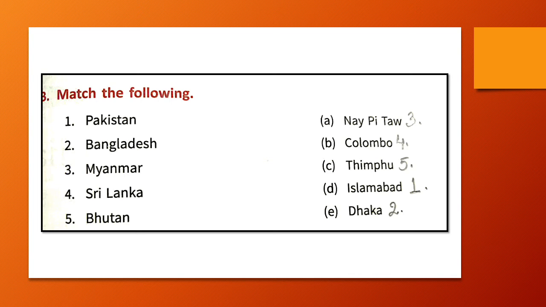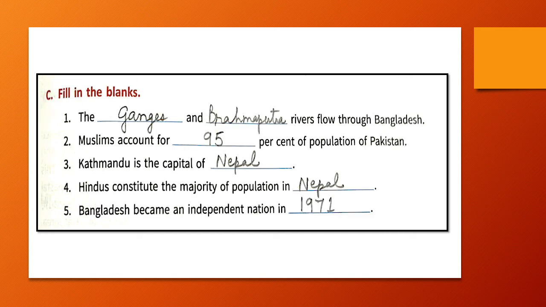Match the following: Pakistan, Islamabad; Bangladesh, Dhaka; Myanmar, Naypyidaw; Sri Lanka, Colombo; Bhutan, Thimphu. So these are the capitals, and only one country is left, that is Nepal, whose capital is Kathmandu. Number C, fill in the blanks. The Ganges and Brahmaputra rivers flow through Bangladesh. Muslims account for 97% of the population of Pakistan. Kathmandu is the capital of Nepal. Hindus constitute the majority of the population in Nepal, and Bangladesh became an independent nation in 1971.